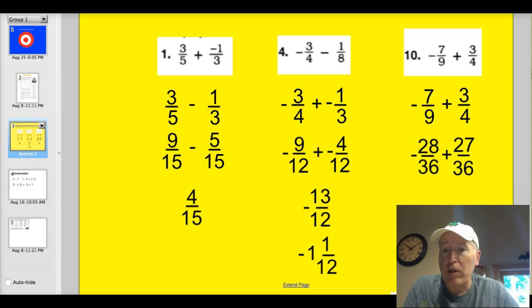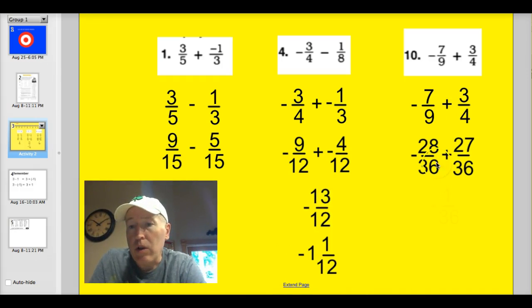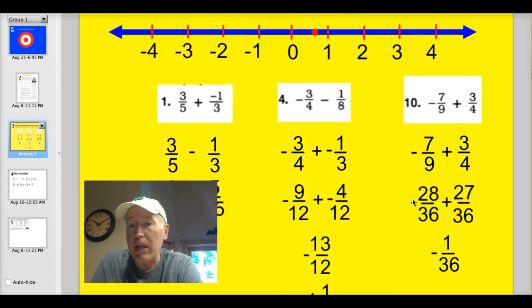to slide this guy over here. Actually, I'll just slide my picture over. You've got negative 28 plus 27. You have negative 1/36 left. Again, if you think about the number line where you are, when you're at the negative, you're going to the right because you're adding the positive.